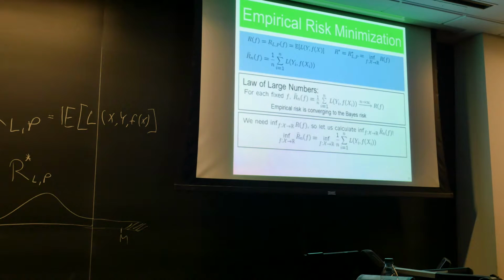The problem is that my algorithm doesn't have access to R. We have access to Rn or R hat n, the empirical risk. So instead of minimizing this, I can just try to minimize this.